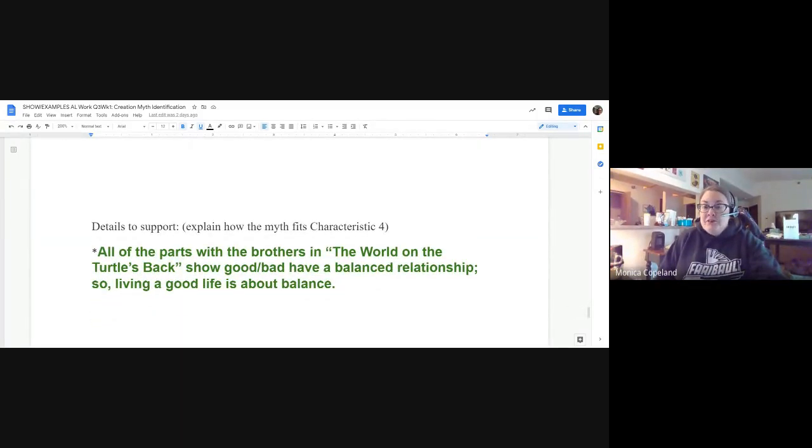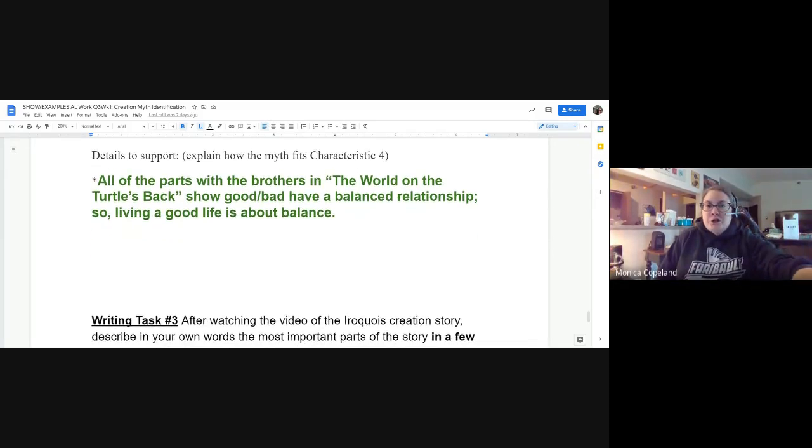How do I know that it fits this characteristic and it isn't 3, punishment and reward? The story shows that good and bad have a balanced relationship. You need one with the other. So really living a good life is about balance. That's what that characteristic is all about. And pause so you can get that, and then I'll move on to the last task here. All of these examples are in your green resources folder on Schoology if you ever need to reference them later.